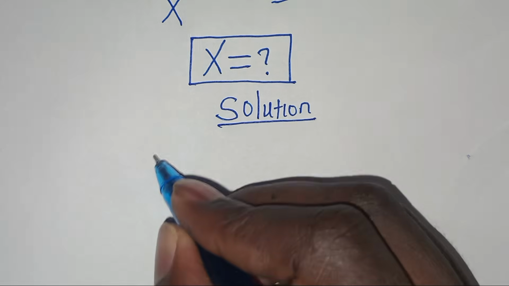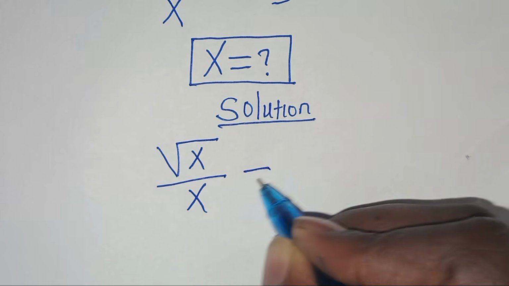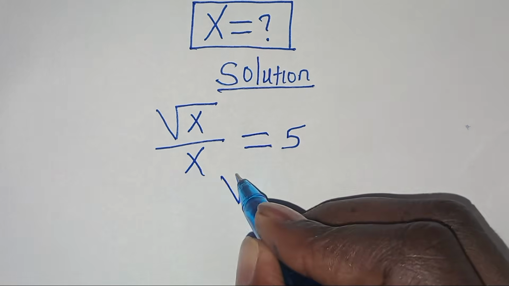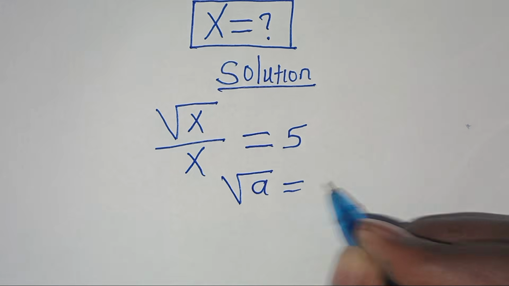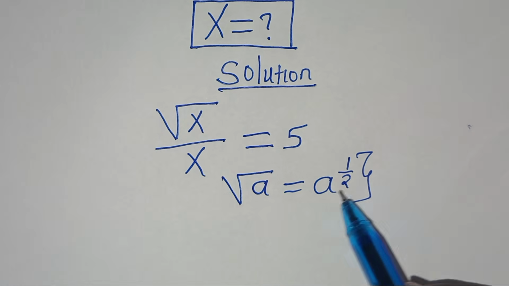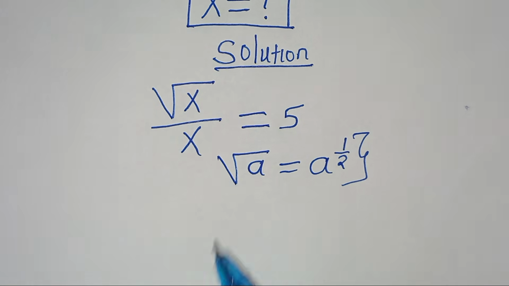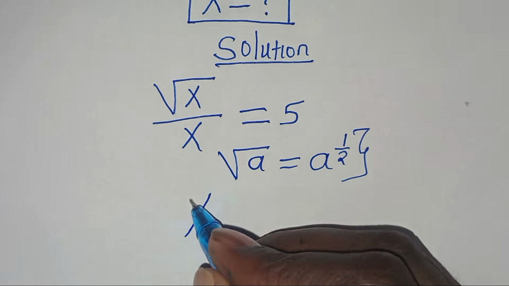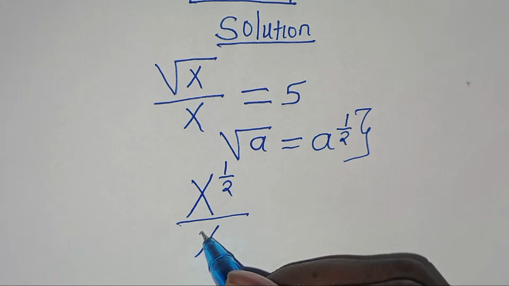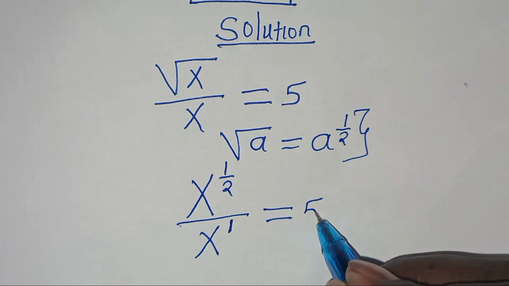So we have the square root of x divided by x, which is equal to 5. Now the square root of a is the same thing as a raised to the power of a half. Applying this property, we can express the square root of x as x raised to the power of a half, divided by x to the power of 1. Then this is equal to 5.